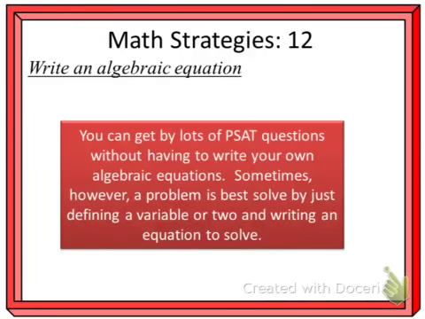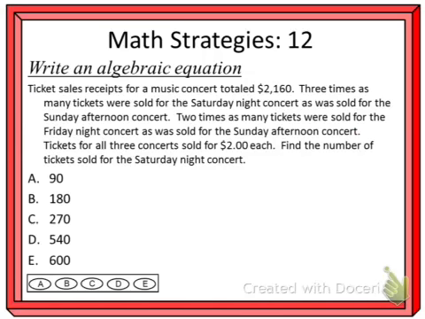Math Strategy 12 for the PSAT is to write an algebraic equation. So you can get by on a lot of PSAT questions without actually having to write an algebraic equation and solving it. You could do things like guessing and checking and looking for patterns and things like that. But sometimes the best method is just to write an equation and solve that sucker, like so.